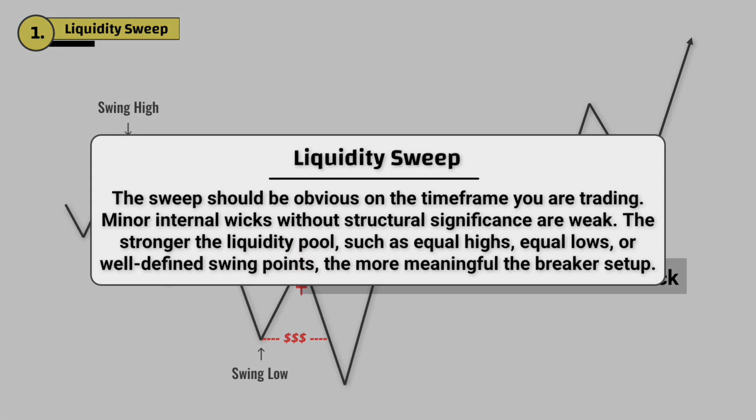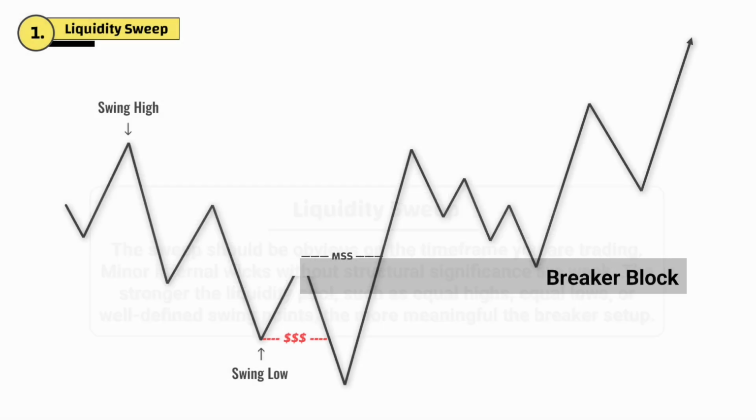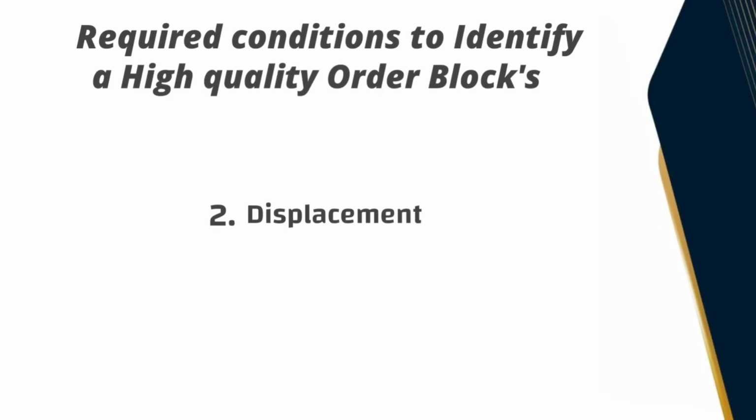The sweep should be obvious on the time frame you are trading. Minor internal wicks without structural significance are weak. The stronger the liquidity pool, such as equal highs, equal lows, or well-defined swing points, the more meaningful the breaker setup. The second factor to consider is displacement.